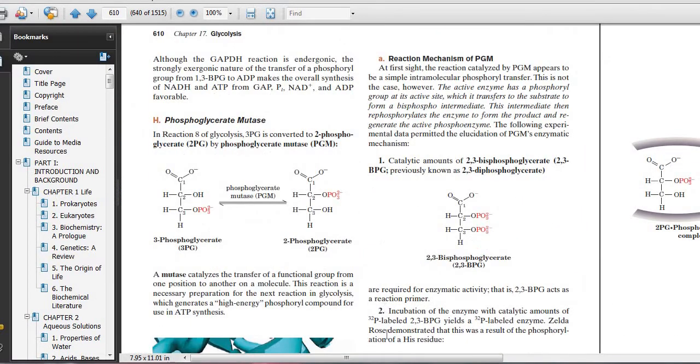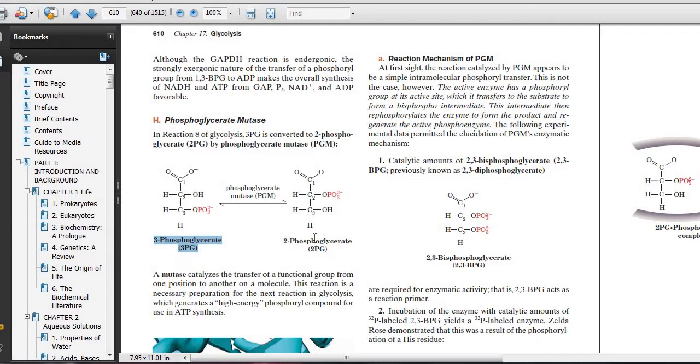Now we turn to reaction number 8. It is a very simple reaction basically. You have the 3-phosphoglycerate molecule, and the 3-phosphoglycerate will be converted to 2-phosphoglycerate. So the phosphate group which is present at the position number 3 carbon atom will be shifted to position number 2.